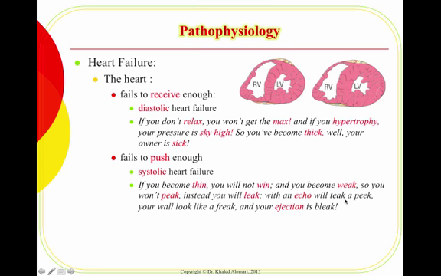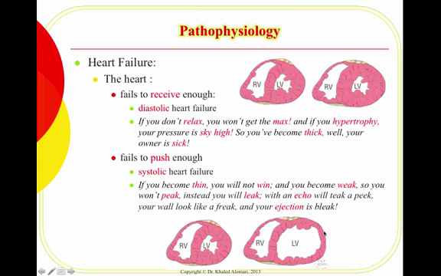With an echo, we will take a peek. We will use an echo to look at the heart structure during heart failure. Your wall looks like a freak. Now the wall is very thin and your ejection is bleak. So here is where the ejection fraction is low. Now this is again a normal heart, and this is what happens during left ventricular hypertrophy. As you see, the wall thickness is very thin right now, and that's why the ejection fraction in systolic heart failure is very low.